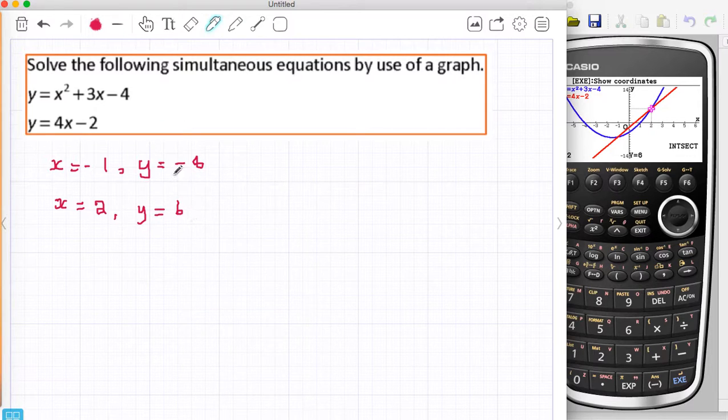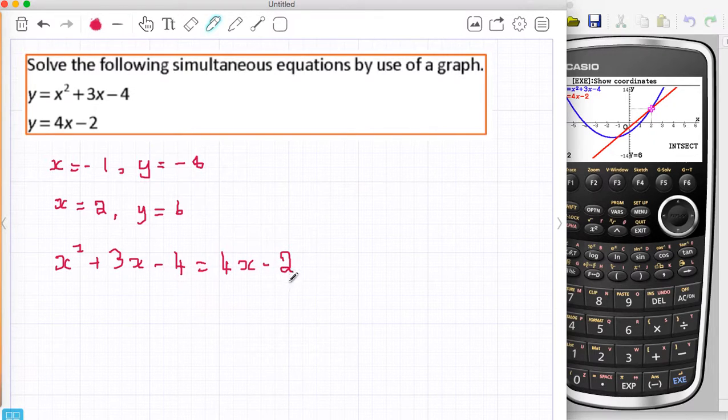Now if we solve this using algebra, you might get some idea. I can't use the elimination this time. Actually, I could use the elimination, but I'm not going to. I'm going to show you how to do it by making these two graphs equal to each other. Now they both start with y equals, so both of these two things are equal to each other. So I'm just going to write x squared plus 3x minus 4 is equal to 4x minus 2.